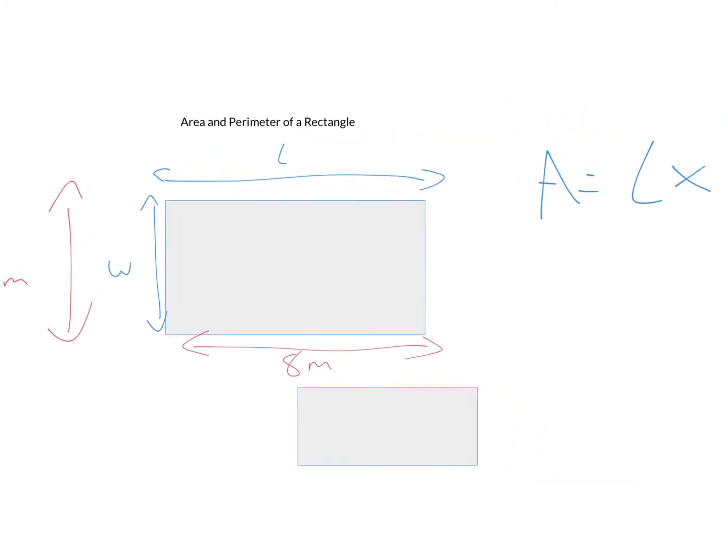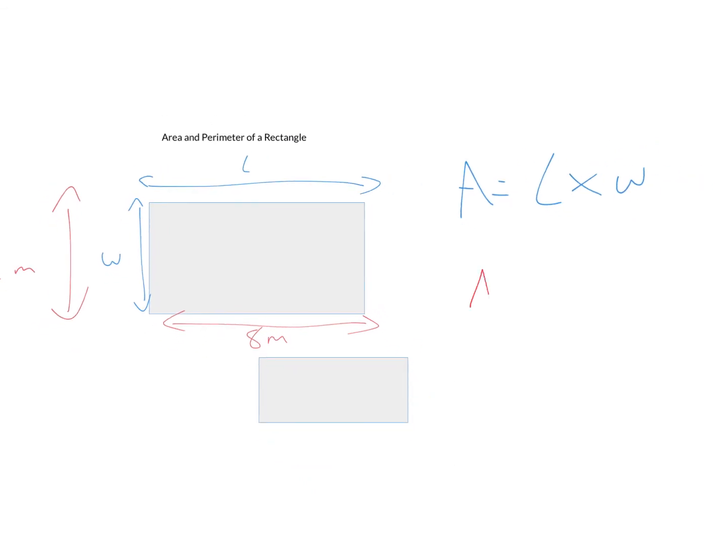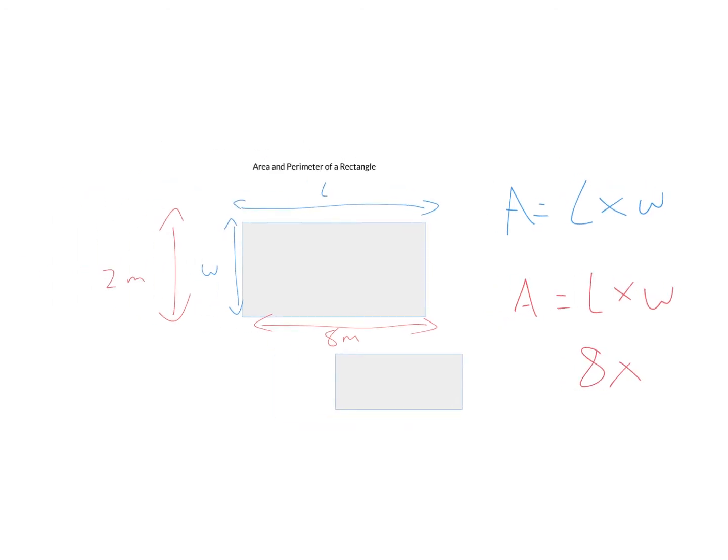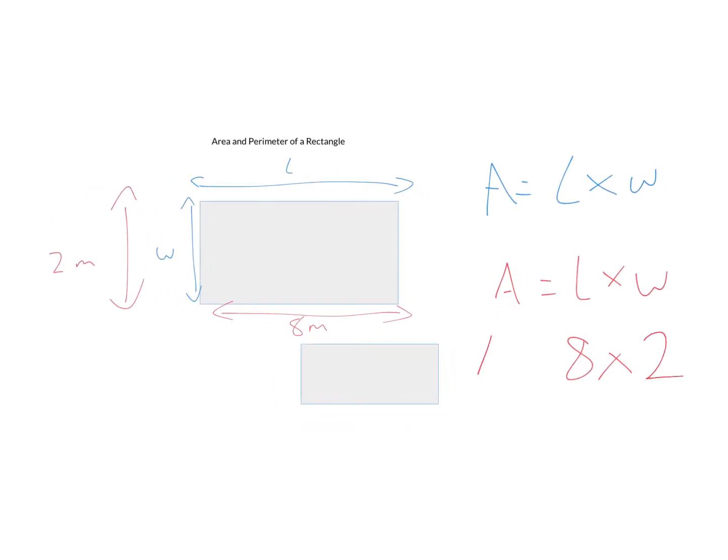To find the area, we're going to write out our formula. Area is equal to length times by width. Then we sub in the length, which is 8, by the width, which is 2. So our area is going to be equal to 8 by 2. Keep writing our next lines underneath, not to the side, so it keeps track of where everything is for us. Then 8 by 2 is 16.